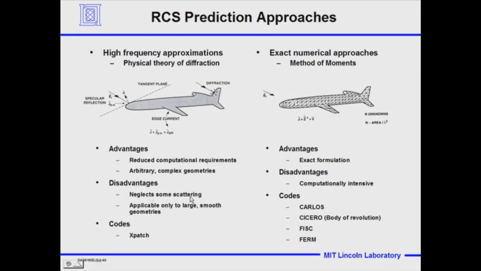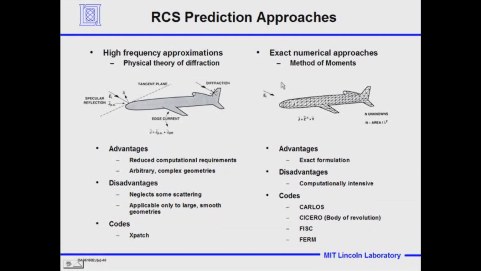It neglects some of the scattering effects, like diffraction, and I'll give you an example. Say, for instance, the wave comes in, it hits this wing, and then bounces off another wing. The interactions it doesn't handle well. And it's applicable only to large, smooth geometries. So it's got stuff that has issues with it.